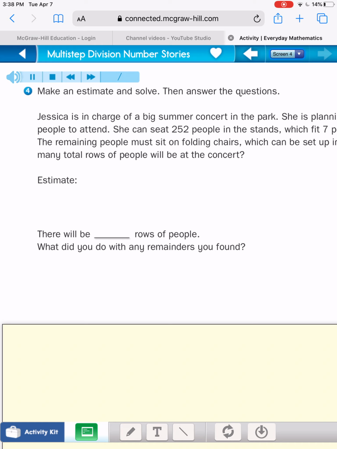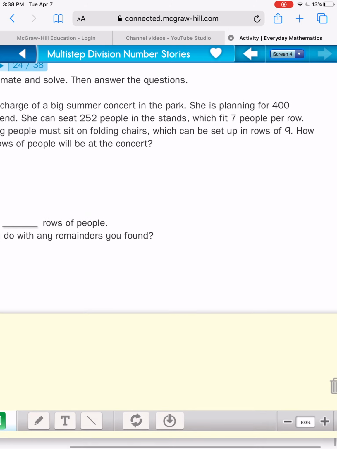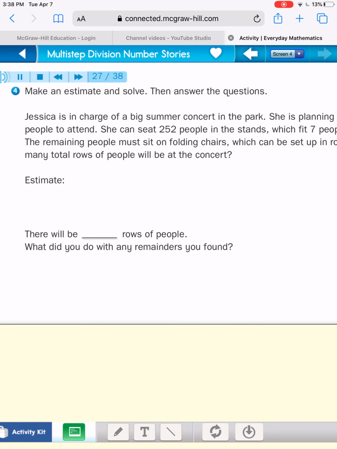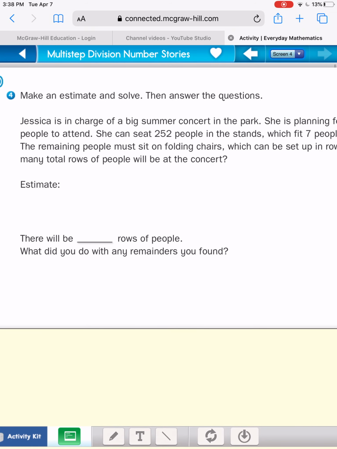All right, so make an estimate and solve. Multi-step division number stories. 4. Make an estimate and solve. Then answer the questions. Jessica is in charge of a big summer concert in the park. She is planning for 400 people to attend. She can seat 252 people in the stands, which fits 7 people per row. The remaining people must sit on folding chairs, which can be set up in rows of 9. How many total rows of people will be at the concert? Estimate. There will be blank rows of people. What did you do with any remainders you found?